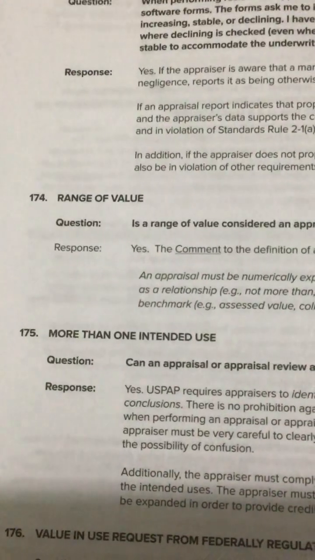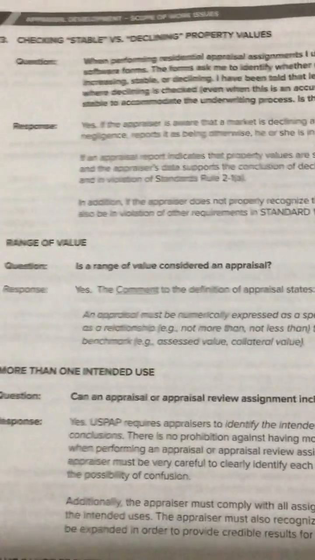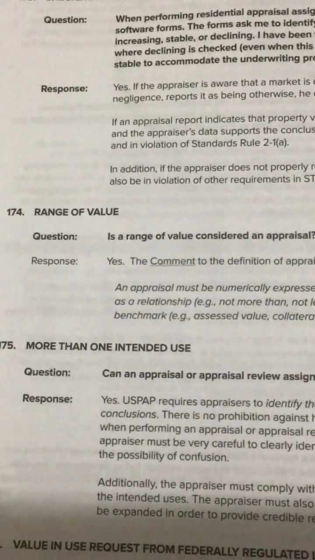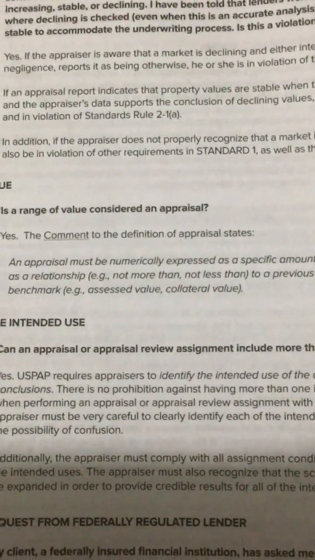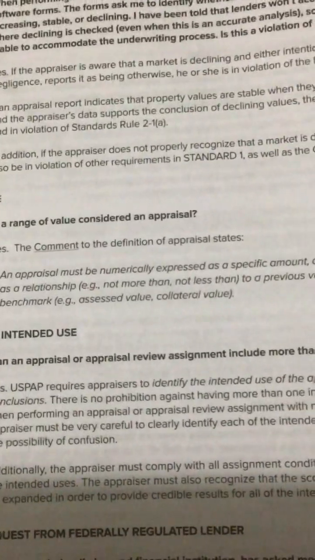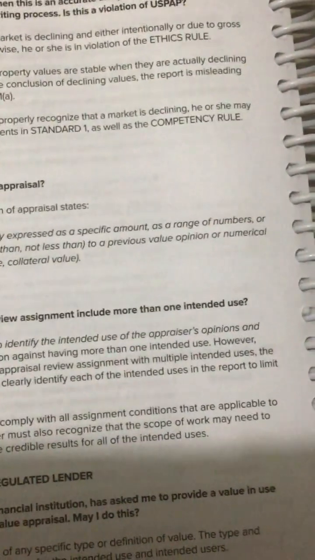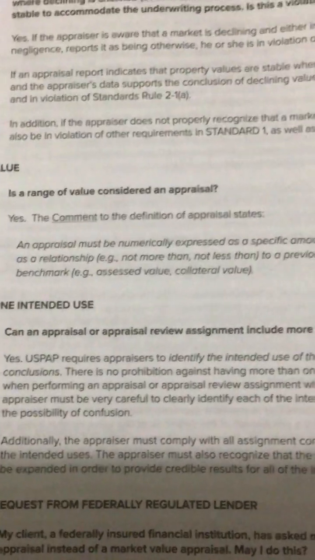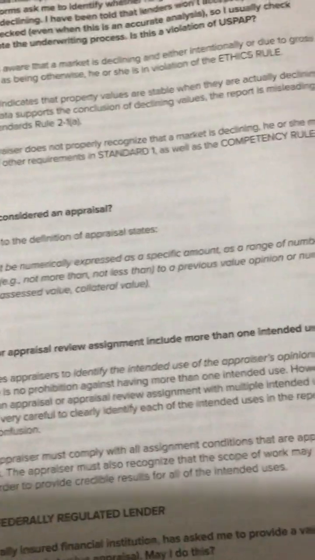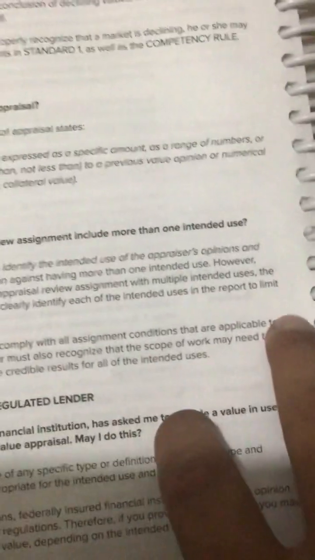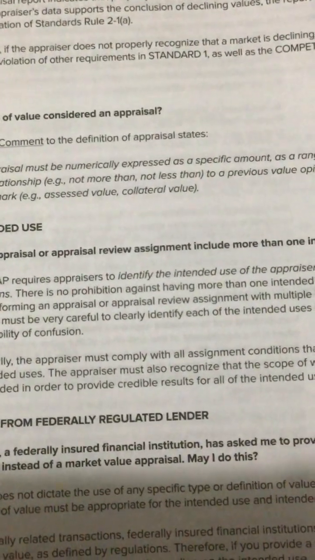Number 174, range of value. Question: is a range of value considered an appraisal? Response: yes. The comment to the definition of appraisal states, an appraisal must be numerically expressed as a specific amount, as a range of numbers, or as a relationship. For instance, not more than, not less than, to a previous value opinion, or numerical benchmark. For instance, assessed value, collateral value.